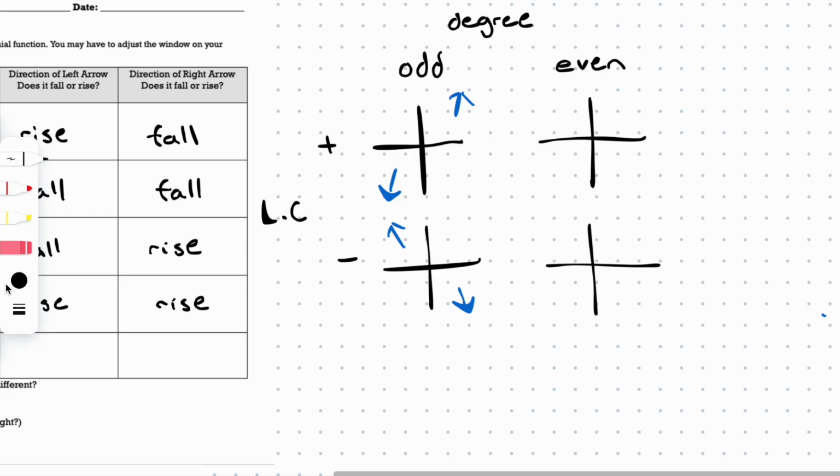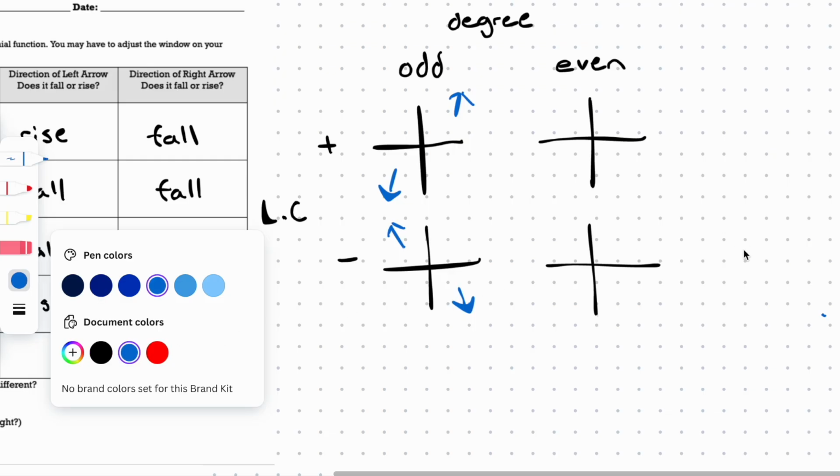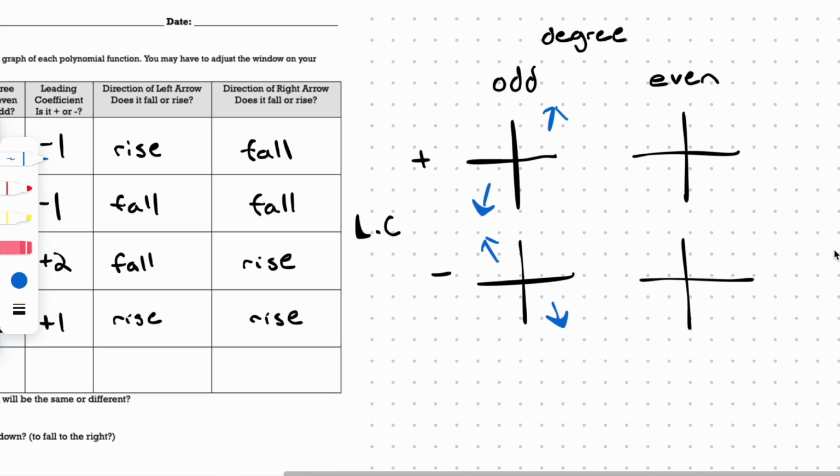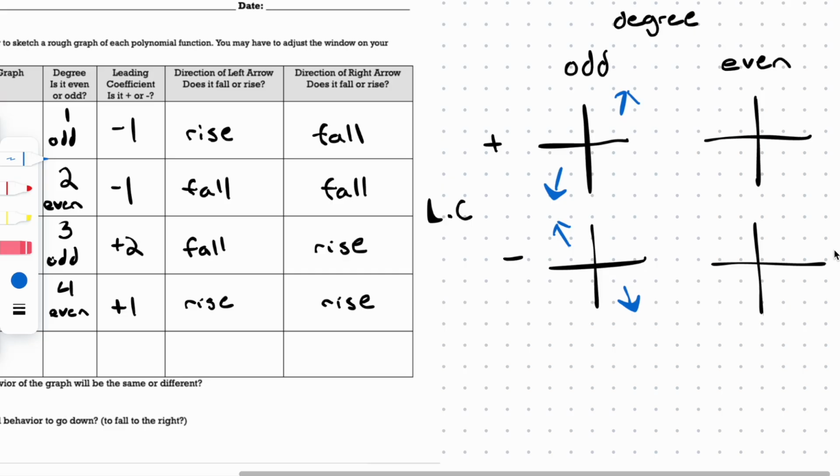Okay, so we just said that for an even function, when our leading coefficient is negative, we fall as we approach both negative infinity and positive infinity. Conversely, when we have a positive leading coefficient for a function with an even degree, we rise and rise. So we have something like this.